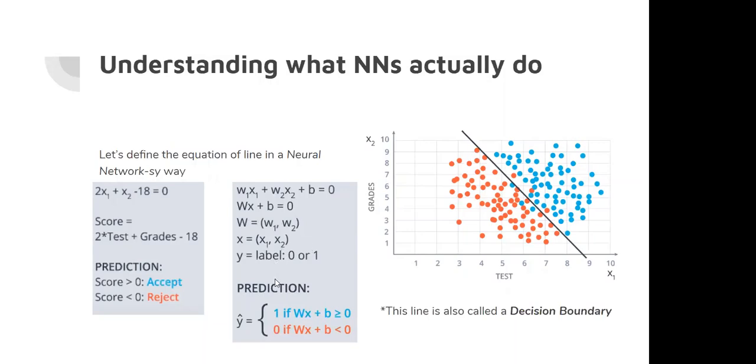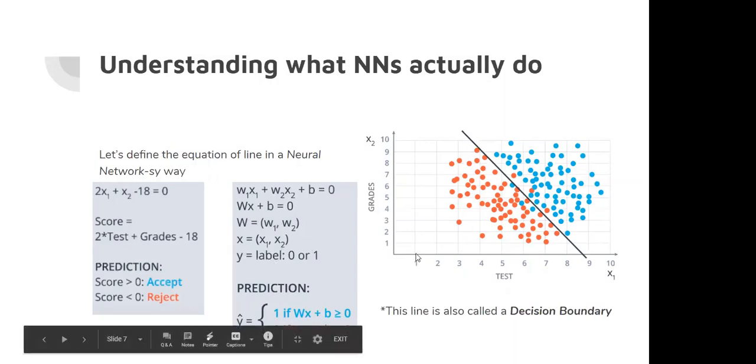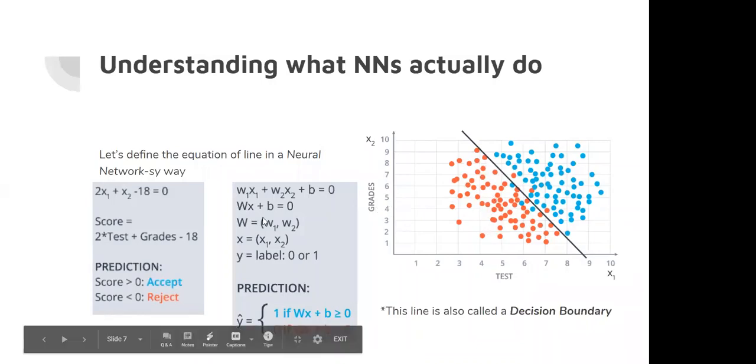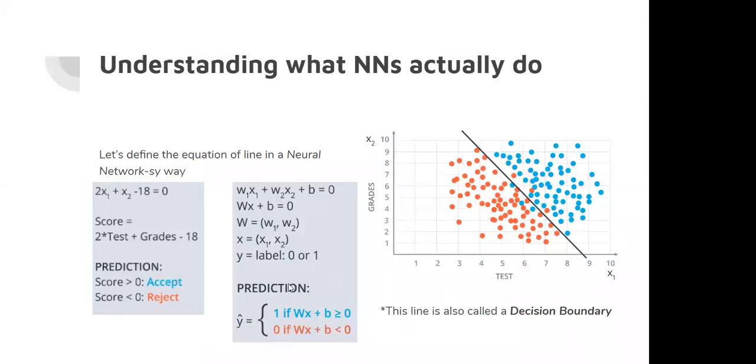So our prediction stays the same. As soon as we give in a test and a grade, what we produce from wx plus b, whether it's 1 or 0, becomes y cap. If wx plus b is greater than 0, it becomes 1. If it is less than 0, it becomes 0. That becomes a prediction.